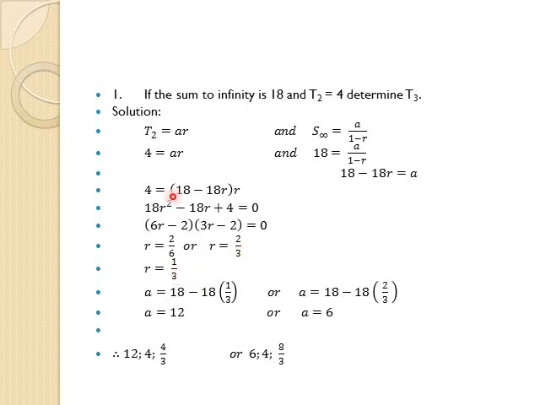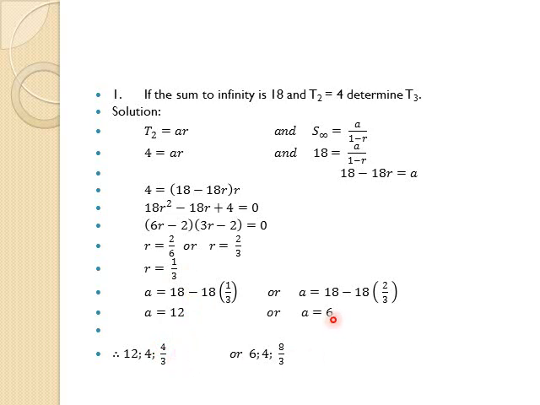If I take this and substitute it back, I have 18 minus 18 times 1 over 3, or 18 minus 18 times 2 over 3. So 18 divided by 3 gives me 6, 18 minus 6 gives me 12. Or 18 minus 18 times 2 is 36, divided by 3, 12. 18 minus 12 is 6. So one sequence reads 12, divided by 3, 4, divided by 3, 4 over 3.